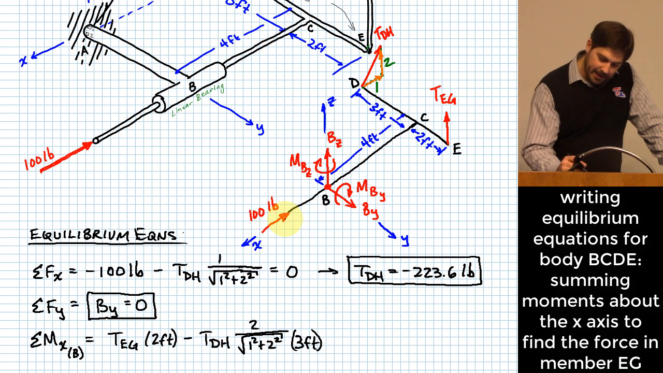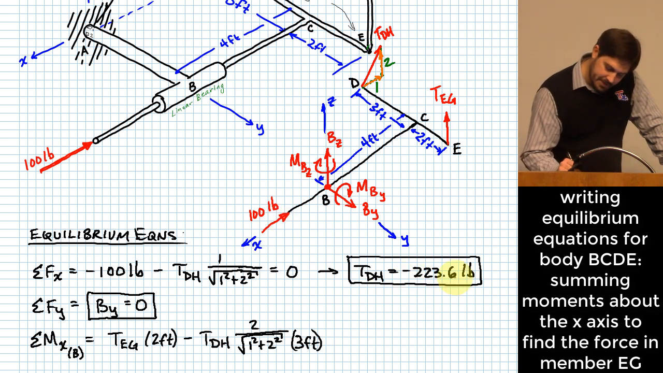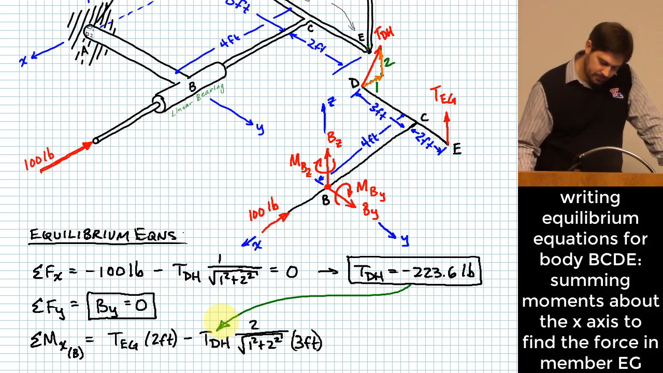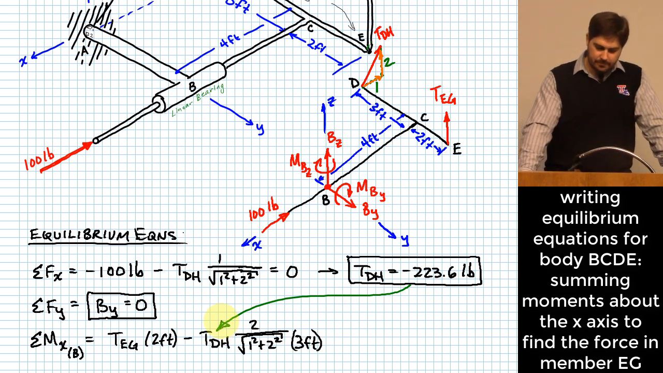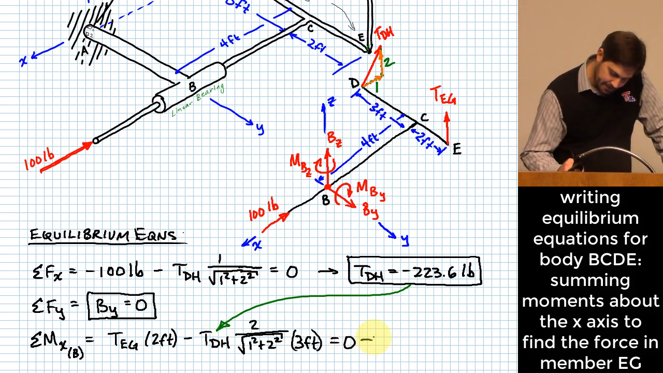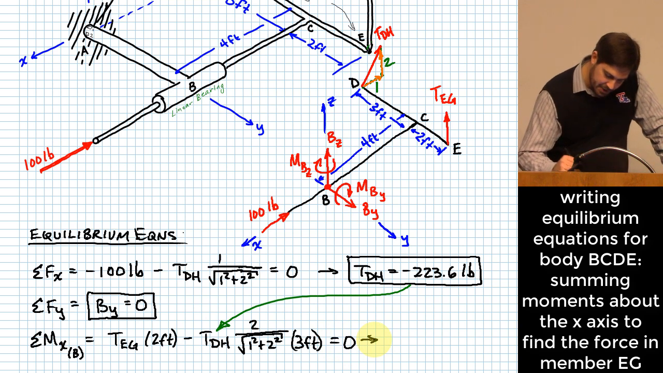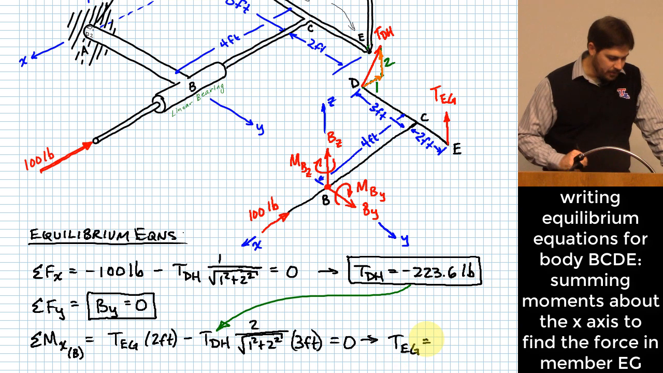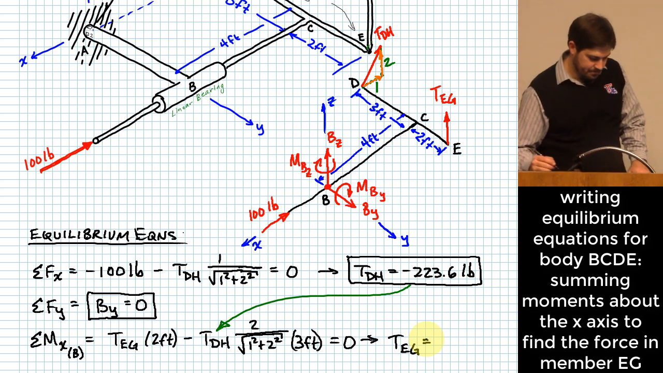Okay? And not only that, but I have this negative 223.6 pounds that I can plug in right here. All right? And when I do that, I should be able to solve this thing for TEG. All right, and TEG ends up being negative 300 pounds.